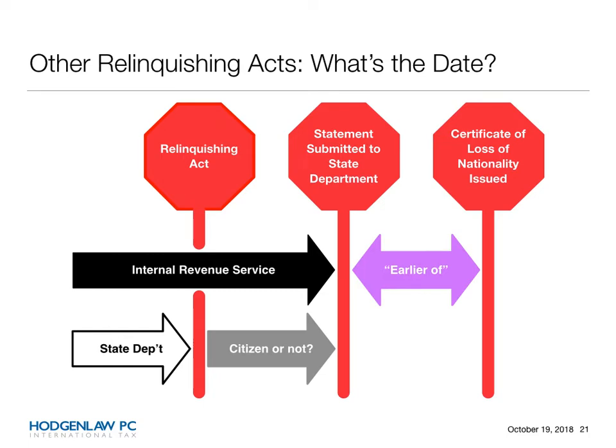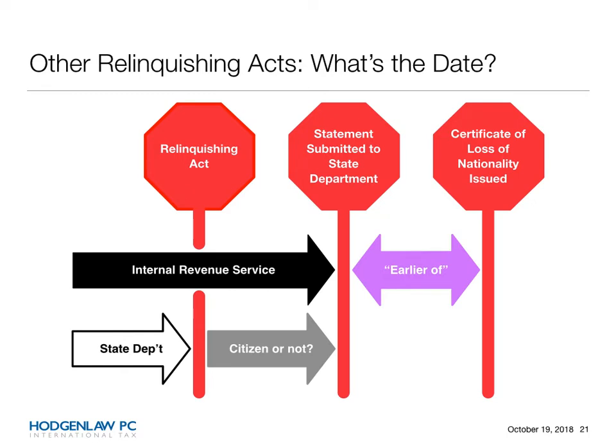We have three different dates in time. The first one is the relinquishing act. The second one is the date that the individual gave the Form DS 4079 to the State Department saying, hey, I took a relinquishing act voluntarily with the intention of terminating my U.S. citizenship. And the third date is the certificate of loss of nationality is issued by the State Department saying they agree with you that you've terminated your U.S. citizenship. So the question is, which one of those three dates is your expatriation date for Form 8854 Line 5 purposes?